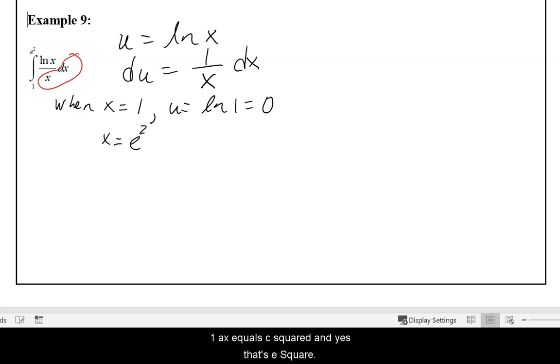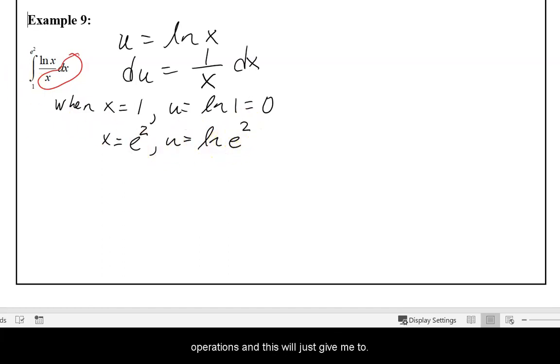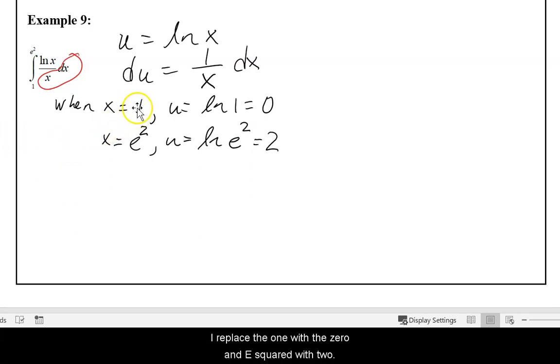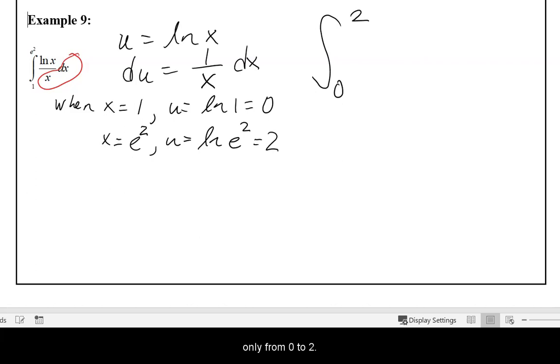When x equals e squared, and yes, that's e squared, then u would be the natural log of e squared. But natural log and the exponential are inverse operations, and this will just give me 2. Now that I have them, I can replace them, but be sure you replace them in the exact order they were produced. I replace the 1 with the 0 and e squared with 2. This lets me rewrite the definite integral in terms of u only, from 0 to 2 of u du.